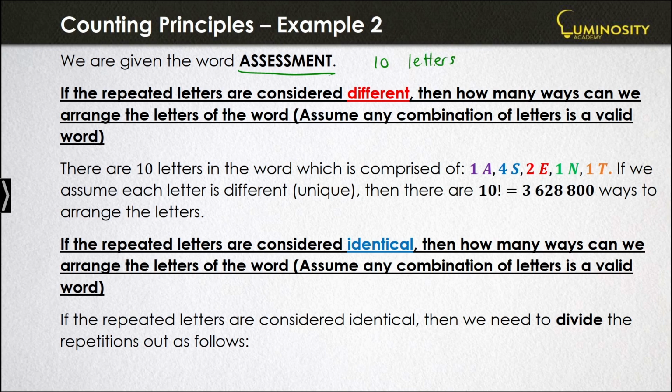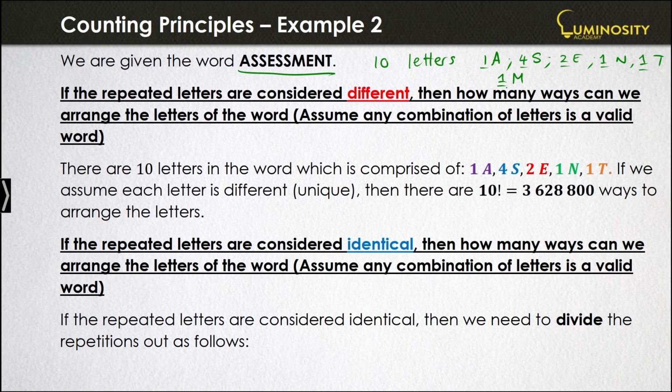Of the 10 letters in that word, they're made up of the following letters. There's one A, there's 1, 2, 3, 4 S's, there are 2 E's, there's 1 N, and 1 T. So let's do that maths there. 1 plus 4 is 5, 6, 7, 8, 9. So we're missing a letter, that is the letter M. So there's 1 M, that's 10. So those are the 10 letters.